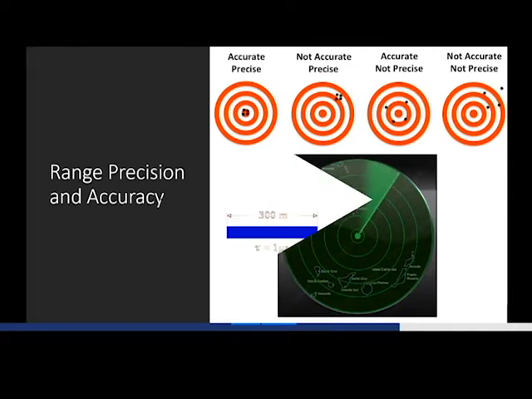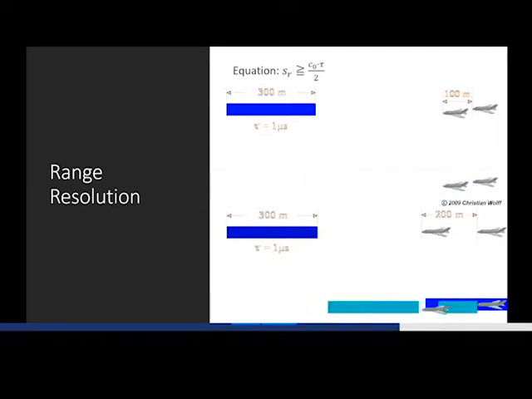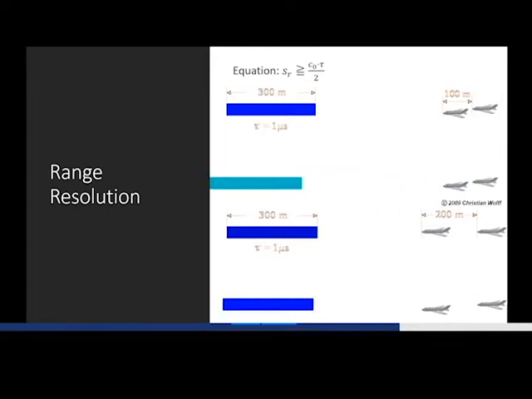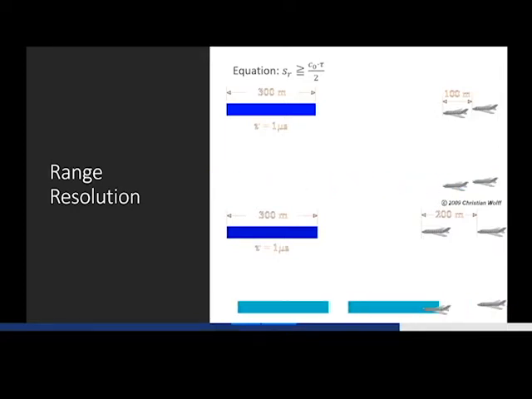So range resolution is the ability of a radar system to distinguish between two or more targets on the same bearing but at different ranges. The degree of range resolution depends on the width of the transmitted pulse, the types and sizes of targets, and the efficiency of the receiver and indicator. Pulse width is the primary factor in range resolution.